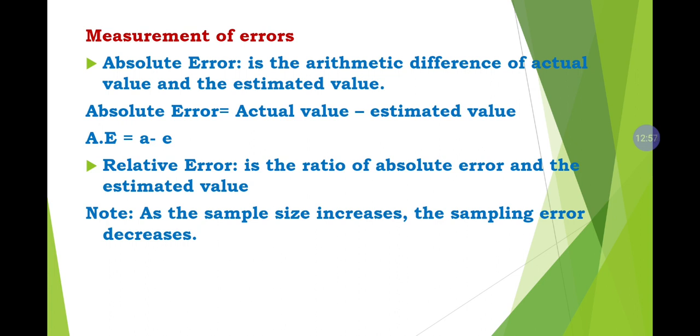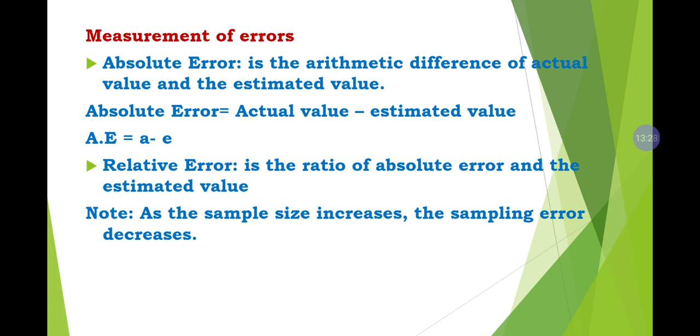Next we have measures of error. Absolute error is the arithmetic difference of the actual value and the estimated value. So absolute error is where we find the difference between the estimated value and the actual value.